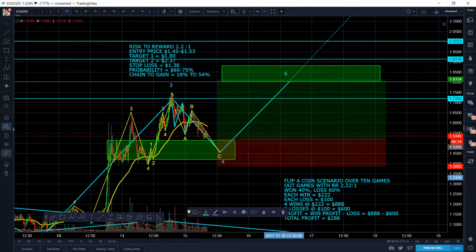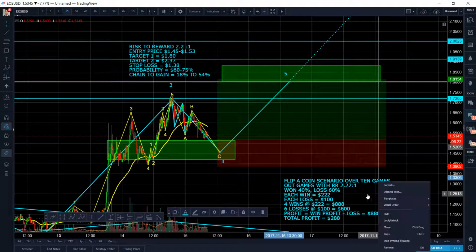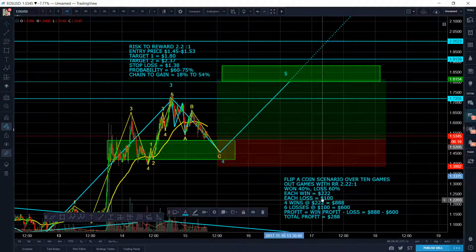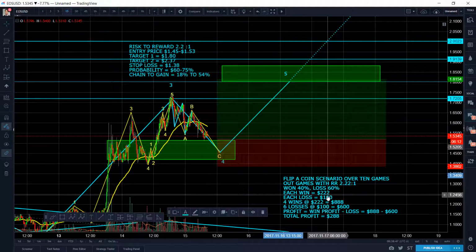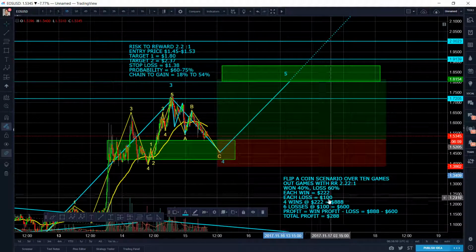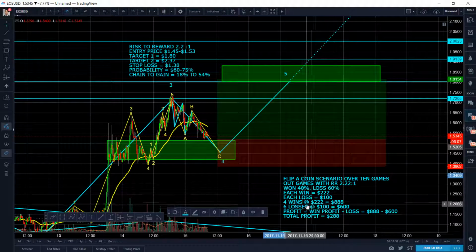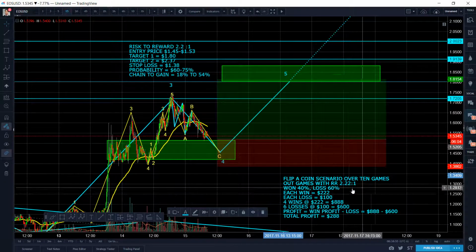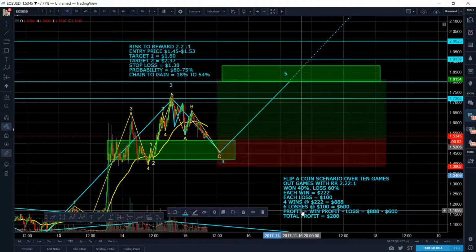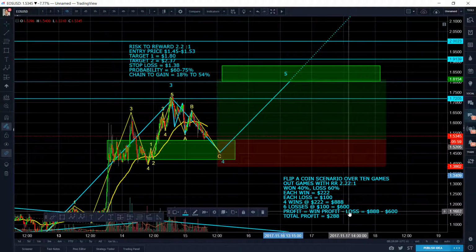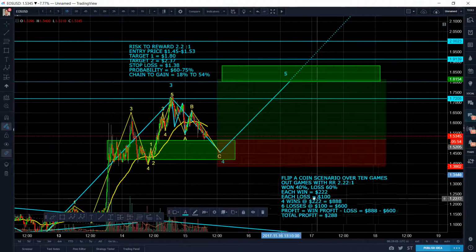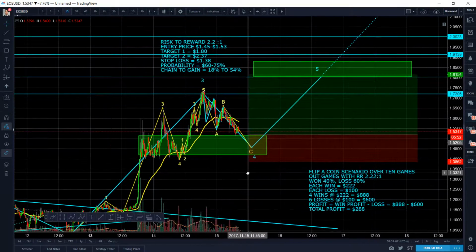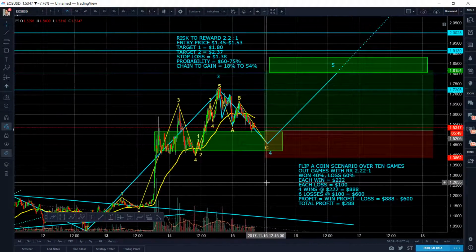So that's the flip the coin scenario where you're playing 10 games with a risk to reward of 2.22 to 1, and a 40% win rate. Even if you lost 6 out of 10 times and won 4 out of 10 times, with a 2.22 to 1 risk to reward ratio, let's use a round number of $222 per win and $100 per loss. 4 wins at $222 is $888. 6 losses at $100 each is $600. So the profit is your total wins minus your total losses, and you're still going to be very profitable. So is this a really good trade to take? Absolutely, it's a great trade to take.